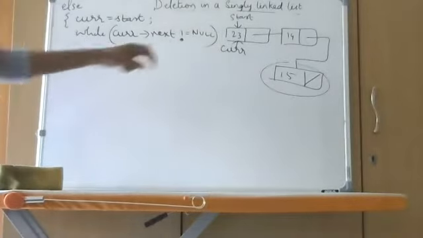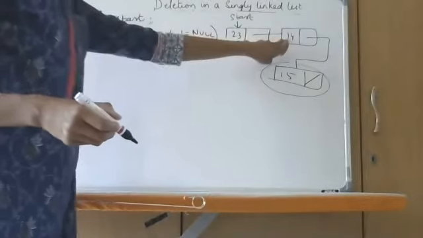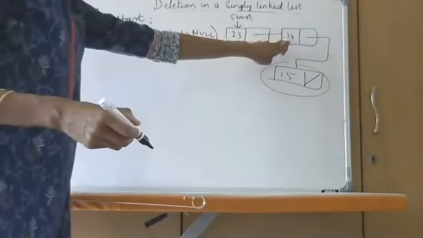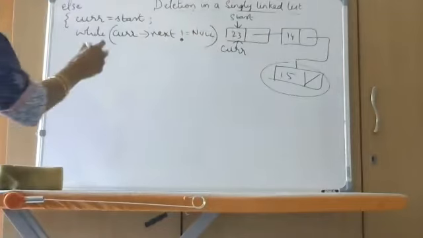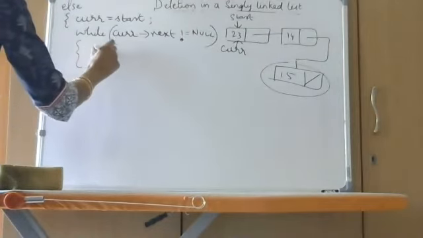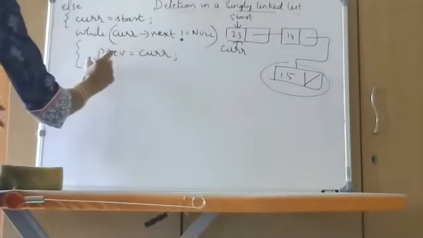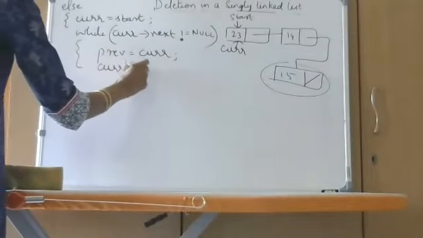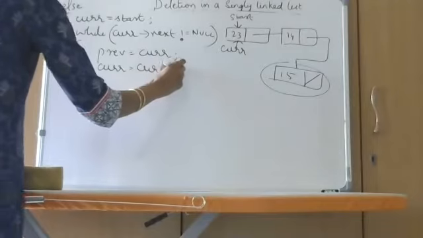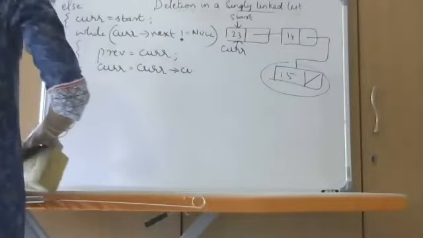That means current of next is what? It is pointing to this node 14. It is not null. So if it is not null, I will make the current node as the previous node. Previous is equal to current. Current will go to the next node. Current is equal to current of next.